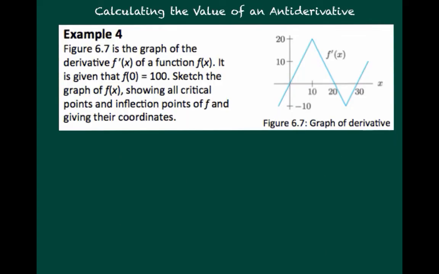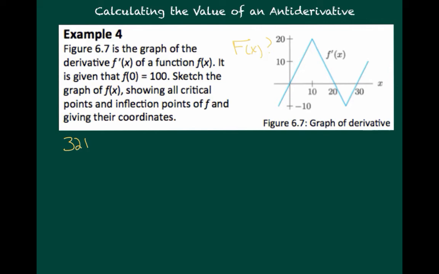Okay, I took this example right out of the book. This is the example on page 321 if you want to take a closer look. It tells us that this figure, 6.7, is the graph of the derivative of a function f of x. So this is f prime, and we're going to try to figure out what big F of x looks like. I wish they'd use consistent notation throughout, but they don't. So this is f prime, or little f, and we're looking for big F.